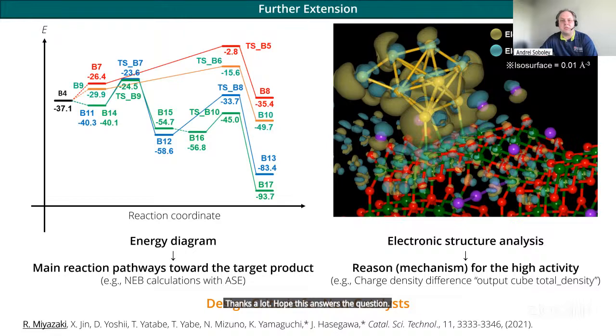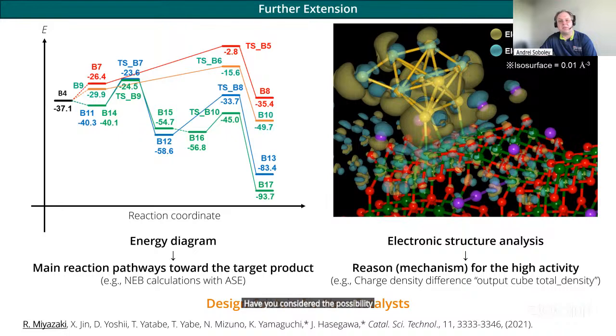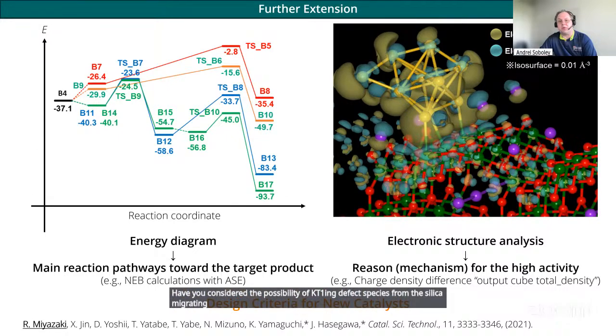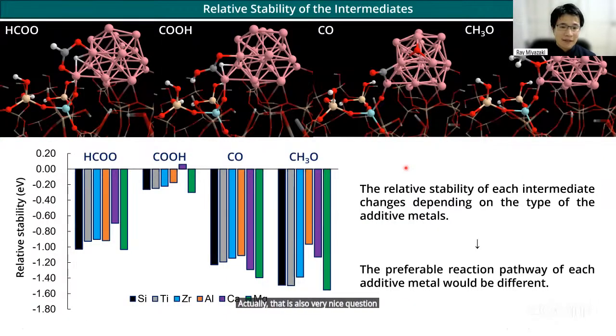Yeah, there is one more question from Oscar van Vuren. Have you considered the possibility of cationic defect species from the silica migrating into the cobalt nanoparticle? Is this something that your experimental collaborators could probe? Actually, that is also a very nice question. So, yeah, that is unknown. Even now, it is a very unknown part for me.